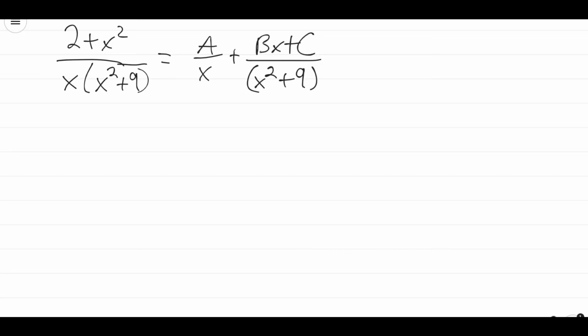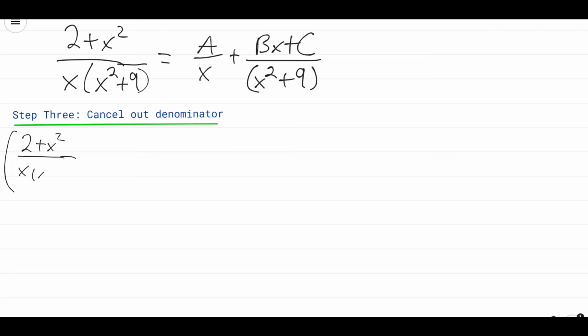So now what we're going to do in step 3 is we're going to cancel out the denominator, so we can just have one line of equation. So 2 plus x squared over x times x squared plus 9, we're left with a over x plus bx plus c over x squared plus 9. And what we're going to do is we're going to try to get rid of the denominator, so we're going to multiply by x and then x squared plus 9.